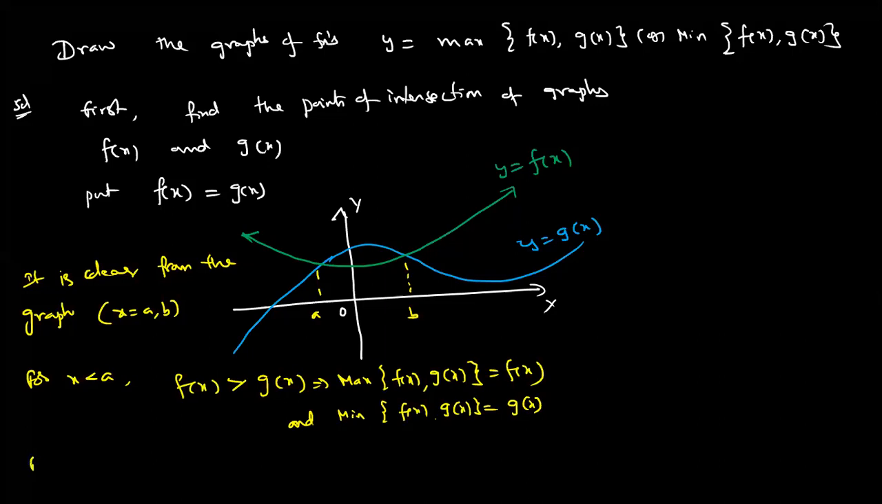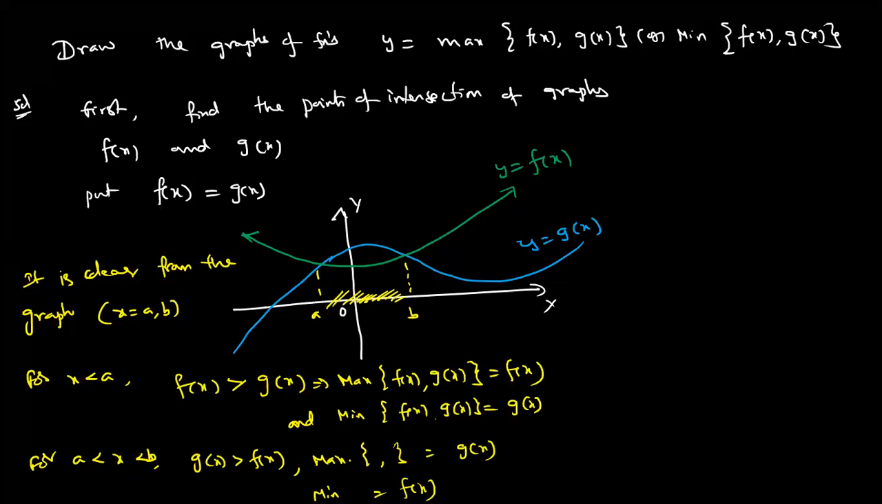For example, the graph is coming for a less than x less than b. So which one is the maximum? Which one is the minimum? Anyone? Suppose the value of x lies between a and b. Which one is the maximum graph? Anyone? See, this is the region. In this region, what is the case? Which one is the maximum? g of x is greater than f of x. Then, as usual, find out. So, what is the maximum? g of x. What is the minimum? f of x. That is the minimum.